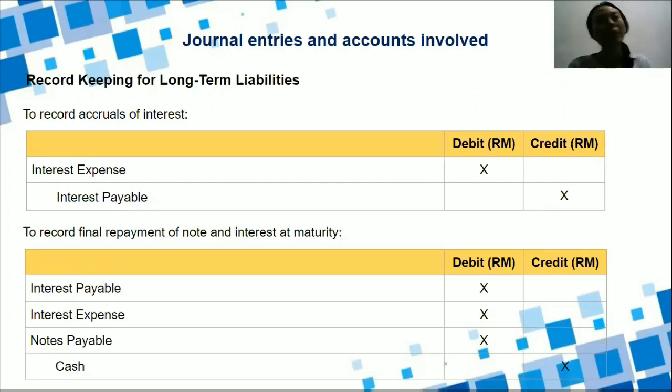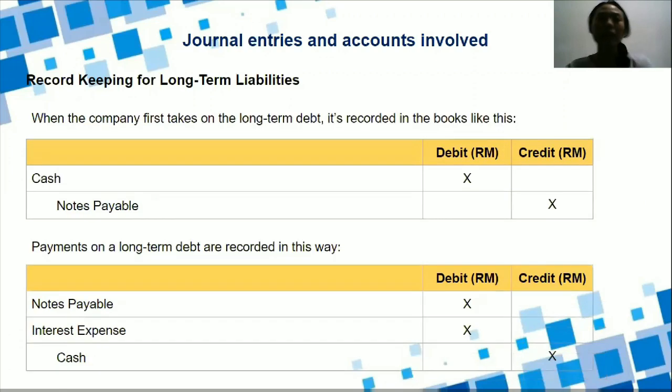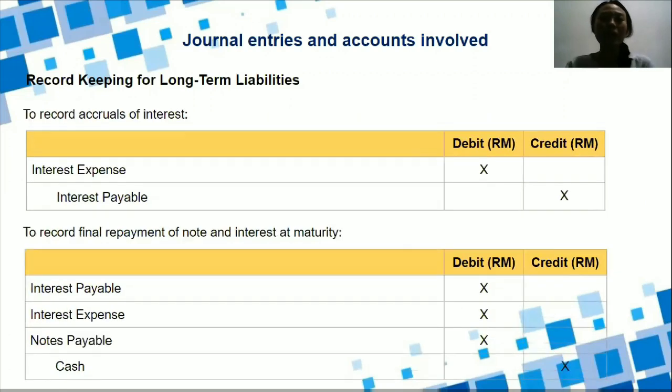It's the same as the journal entries that I explained just now. The second one is to indicate that the company has incurred some expenses, and also they need to reduce the notes payable. And all these they will need to pay with cash. That's why the cash is being credited.